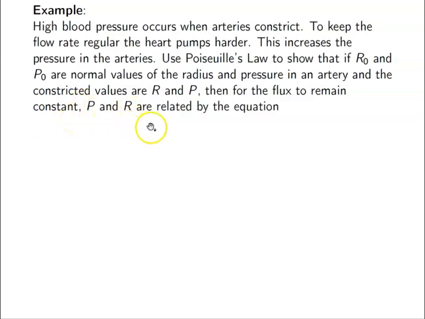P and R are related by the following equation. So the ratio of the ending pressure that's higher over the initial pressure is equal to the initial radius over the new smaller constricted radius to the fourth power. Okay.